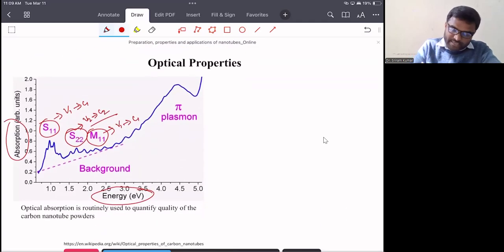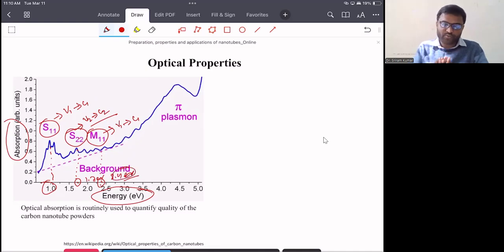If you look at the energy difference here, S11 has an energy close to 1 electron volt, S22 has an energy close to 1.7 electron volt, and M11 has an energy level of about 2.4 electron volt. So based on these optical properties, we can understand whether we have metallic CNT or semiconducting CNT.